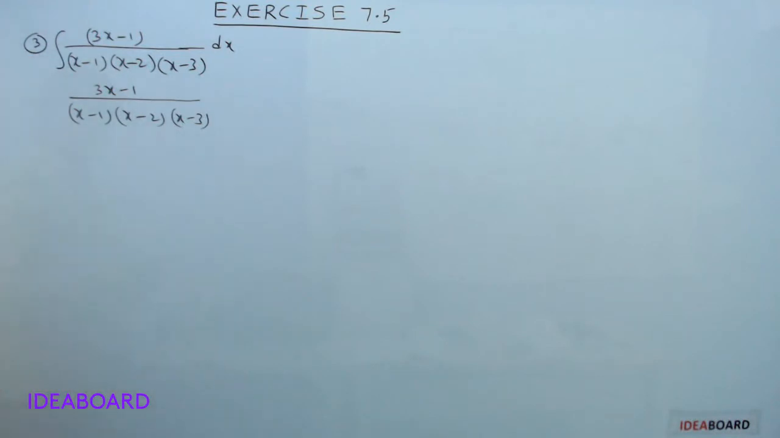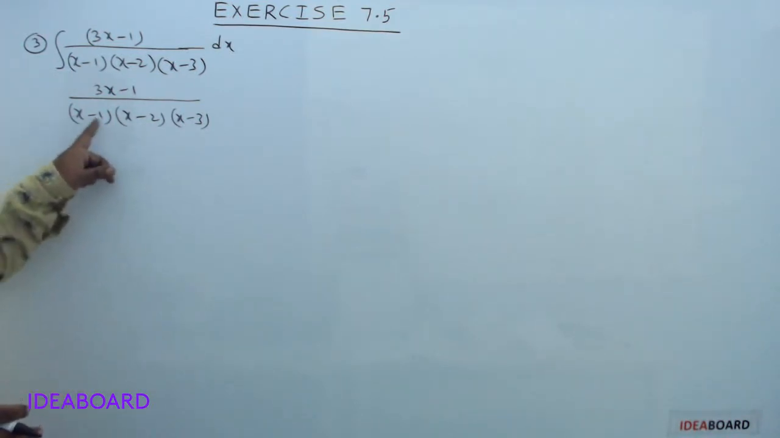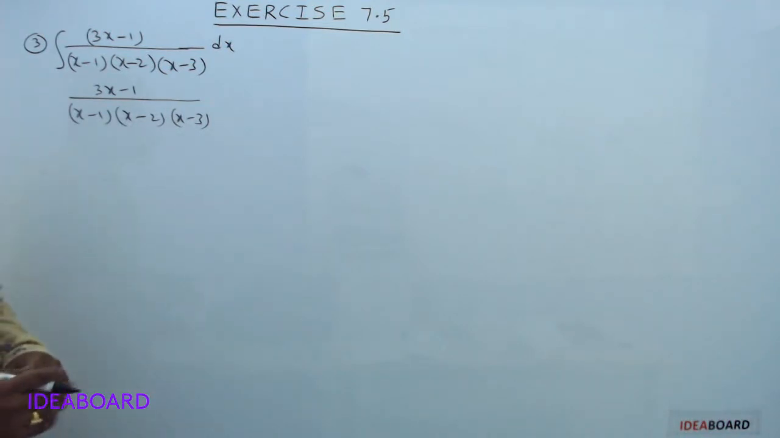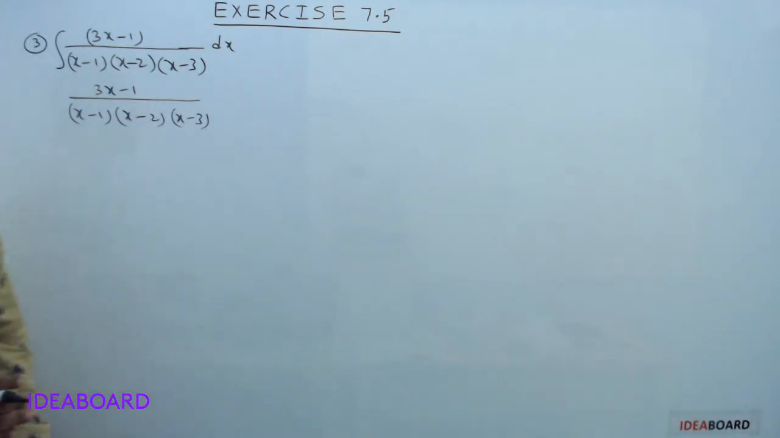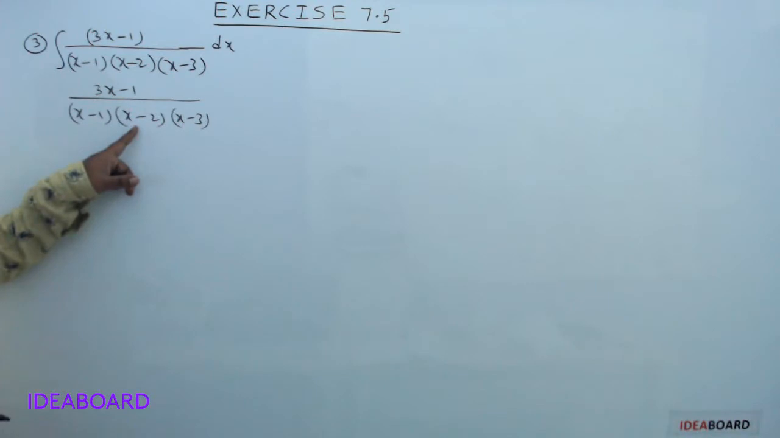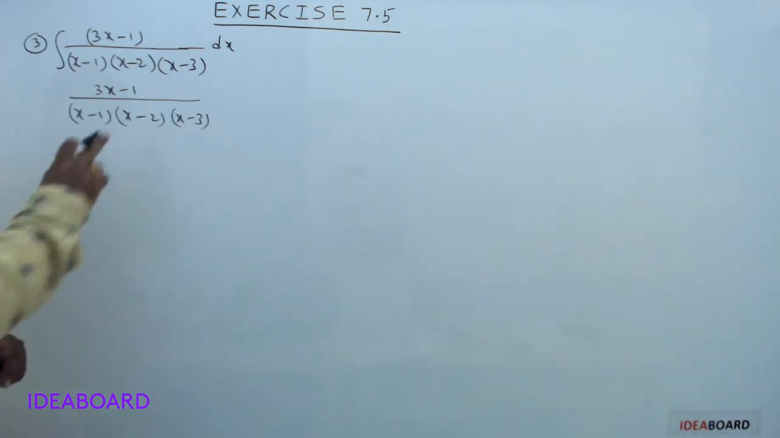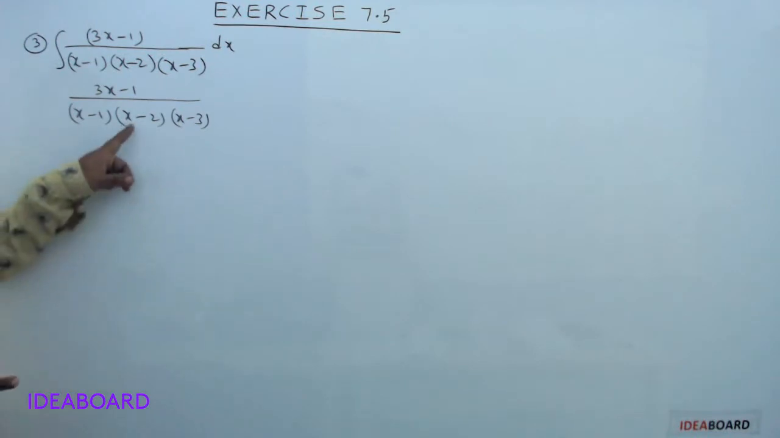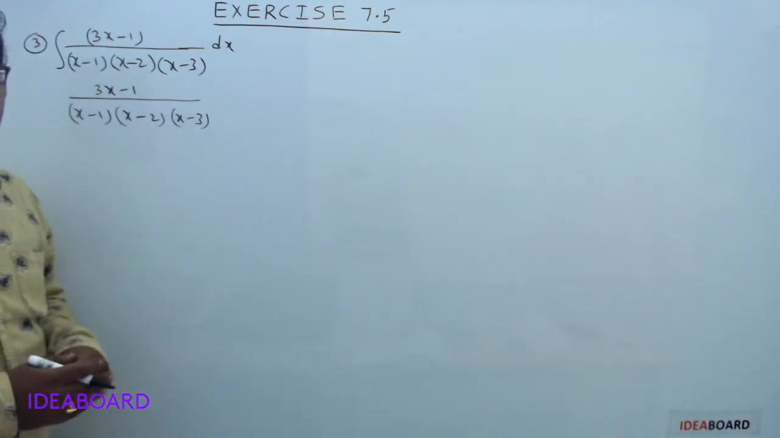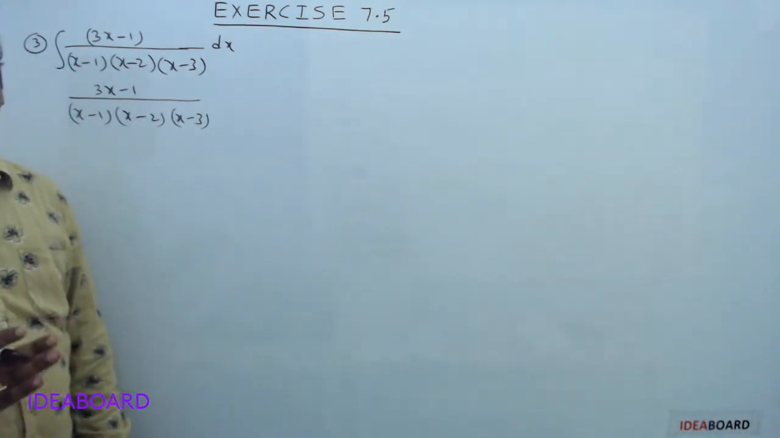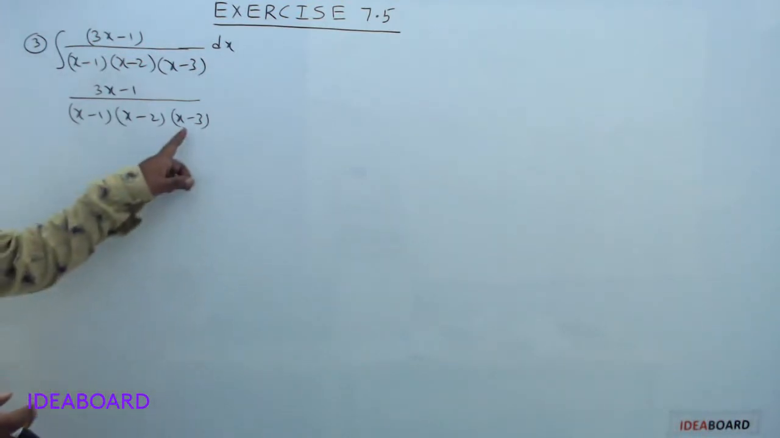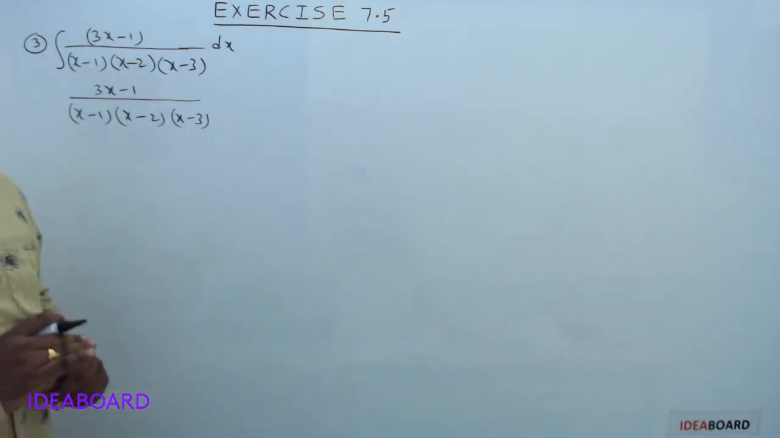Then, observe the denominator. x minus 1 is a linear factor because its degree is 1. Is it repeated anywhere in the denominator? No. So, x minus 1 is called a non-repeated linear factor. Now, x minus 2 is also a linear factor because its degree is 1. Is it repeated anywhere? No. So, x minus 2 is a non-repeated linear factor. Similarly, x minus 3 is also a non-repeated linear factor.